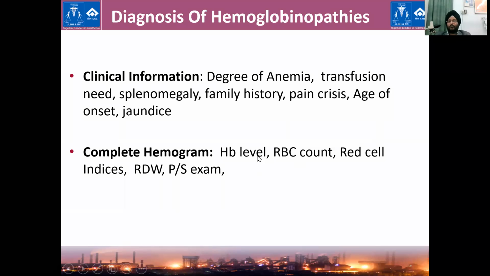We not only look at the hemoglobin levels, we also look at the RBC count, the indices, and the RDW is very important because this is something that helps us differentiating between iron deficiency anemia, which is very common in the growing age, from a beta thalassemia trait. And of course, the peripheral smear examination, which will give us a very good clue what we are dealing with.